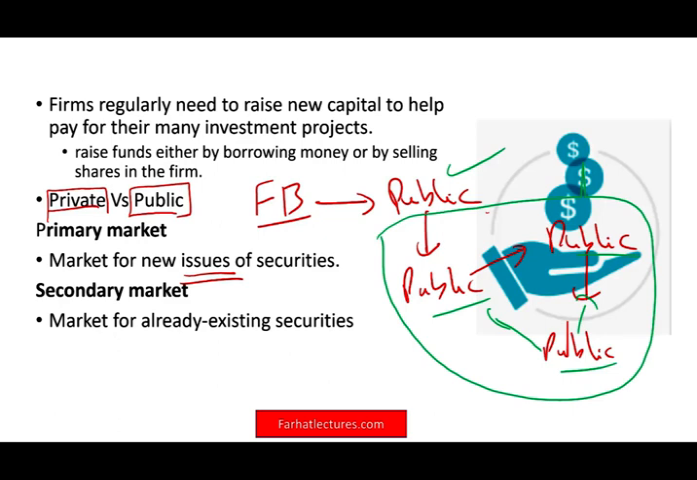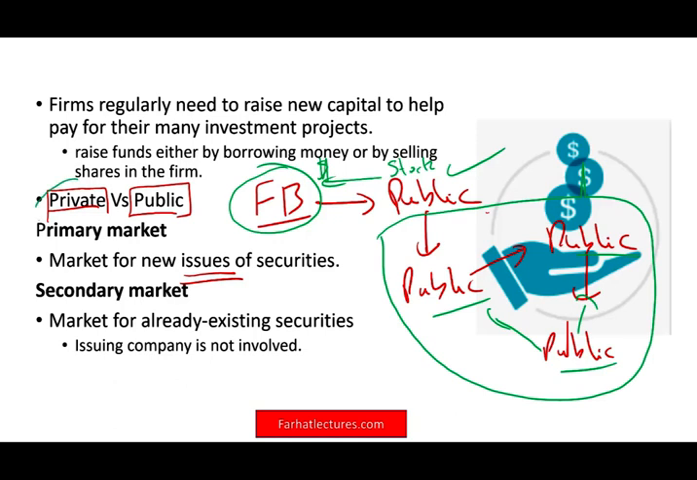So simply put, not every time the stocks are sold or bought, Facebook is affected. Facebook is affected when they sell it first to this individual. This individual gives them the money and they give them stocks in return. And that's that. Then the public trade those stocks in what's called the secondary market. It's very important. The issuing company is not involved. Simply put, Facebook is not involved.